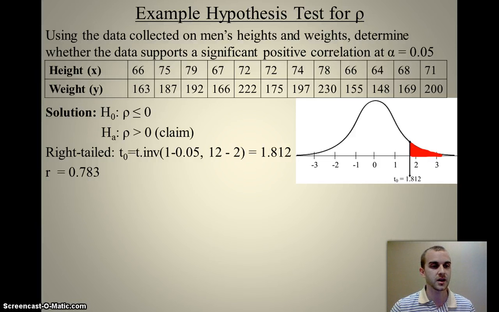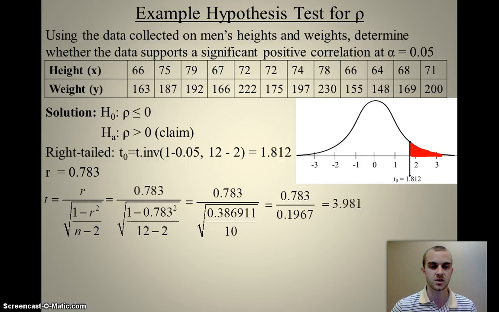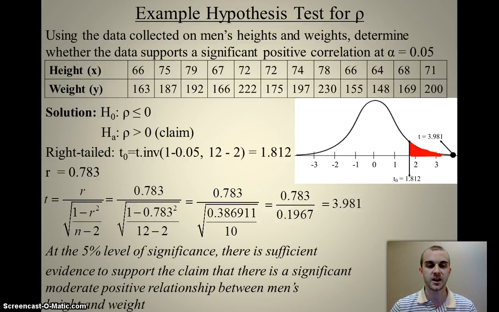Now I found that my correlation coefficient was 0.783, so I'm going to plug that into the t-statistic formula that I have. Plug in the 0.783 and simplify, and I get 3.981. So that's way over here. So that is definitely in the rejection region. So the way I would write that is at the 5% level of significance, there is sufficient evidence to support the claim that there is a significant, moderate positive relationship between men's height and weight.